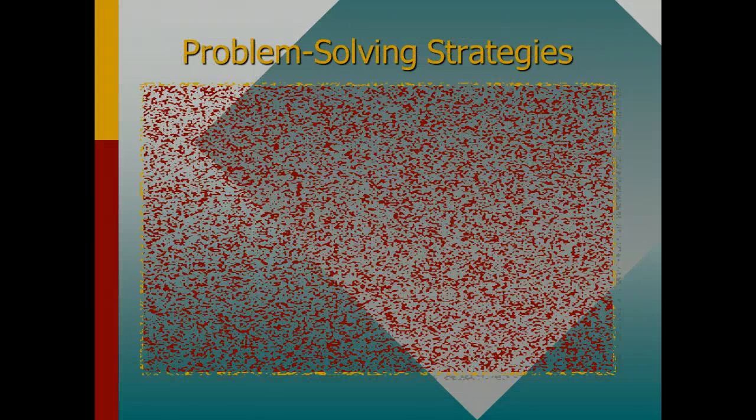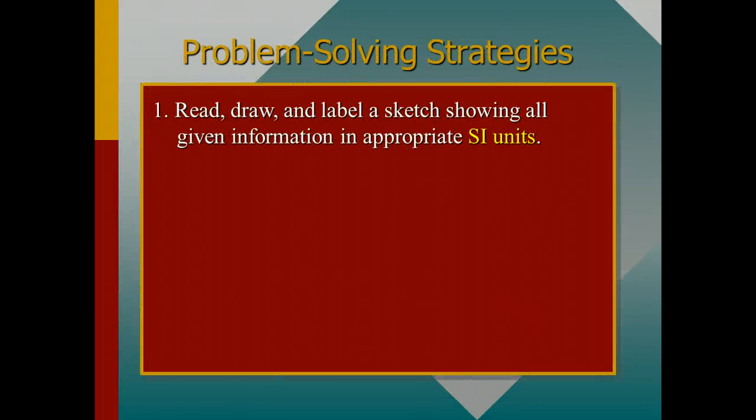So here are some helpful problem-solving strategies for problems like this. First, as always, you should read the problem, and this is particularly helpful for these problems where we can't actually see these charges, can't actually see the electrons. You should draw and label a sketch showing all of the appropriate information in SI units. And you should make sure that you have your understanding of the prefixes, because we're going to be using a lot of prefixes here.